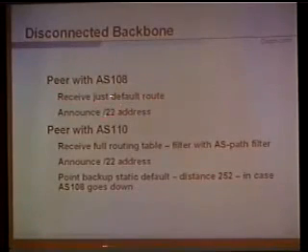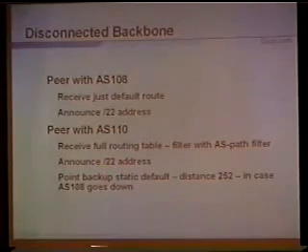Okay, that's basically what I said. With the AS108 peering, we just receive the default route. We announce the /22 address. With 110, we receive the full routing table, filter with the AS path filter. I mean, if your upstream is nice to you, they'll probably apply the filters that you want so you don't get the full routing table over your link. But very often they tend not to do this, and you just apply your own filter to throw away the prefixes you don't need.